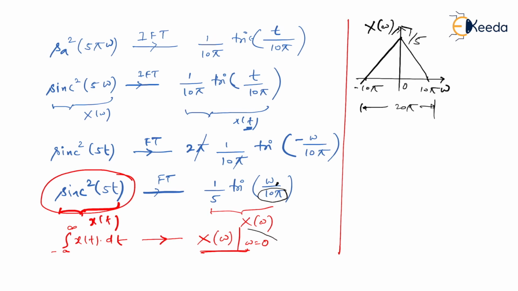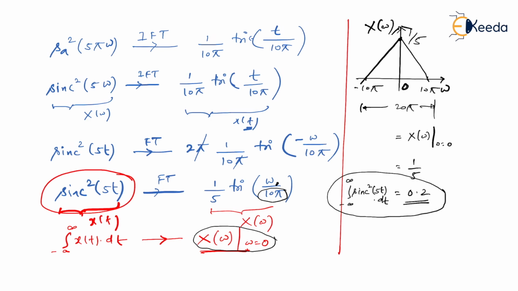So what I'm interested to see is x of omega at omega equal to 0. So by observation, when omega is equal to 0, the value of x of omega is 1 by 5. So the value of x of omega at omega equal to 0 is simply 1 by 5, which is nothing but 0.2. Then 0.2 is the result for integrating from minus infinity to infinity sin square 5t dt. So this is your final result. So I'm sure now you have understood it thoroughly. Thank you.